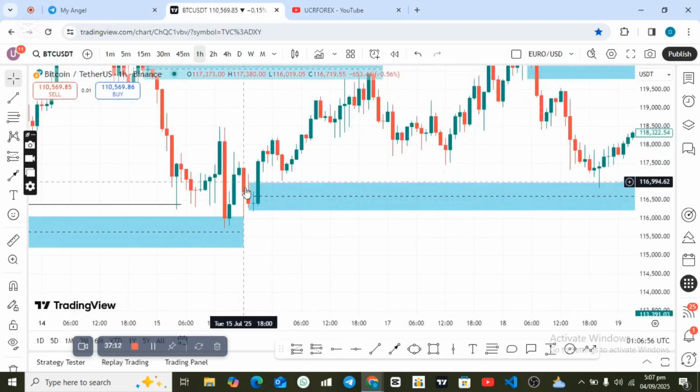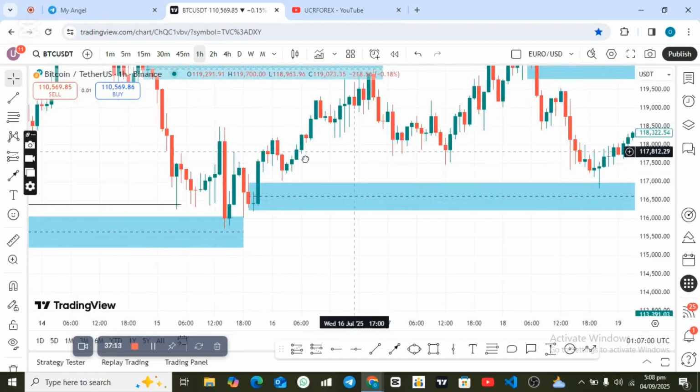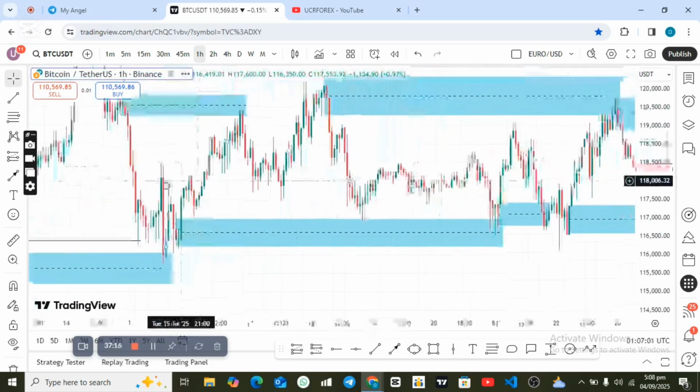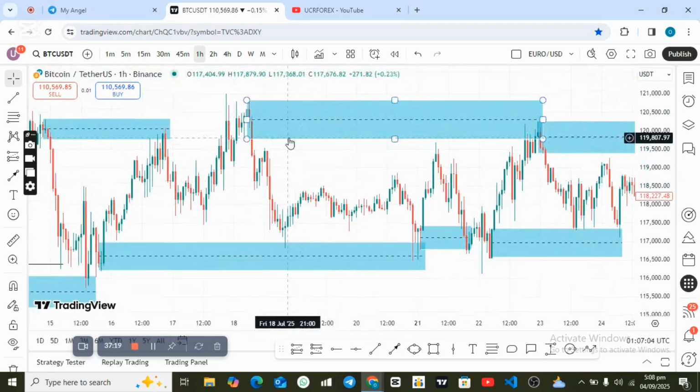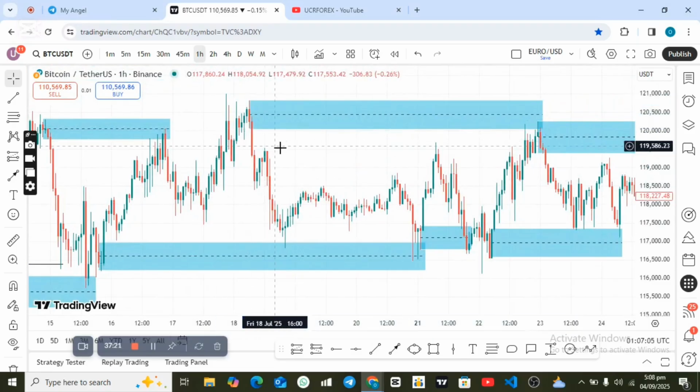This POI is seen on a 45 minute time frame because some of these POIs are being refined. Okay, as well as this one. As you can see, this one again. This one.